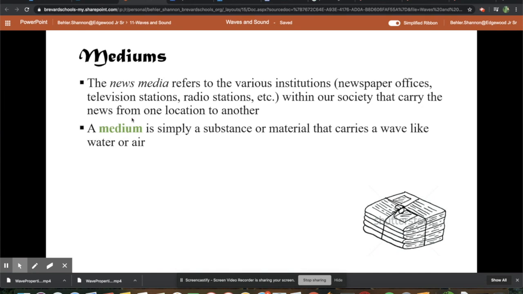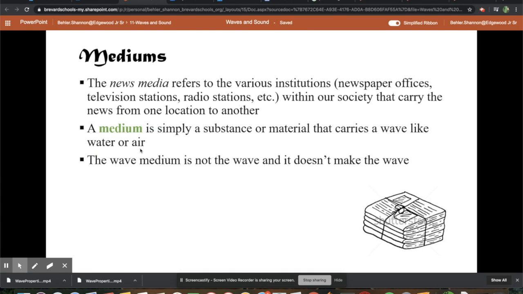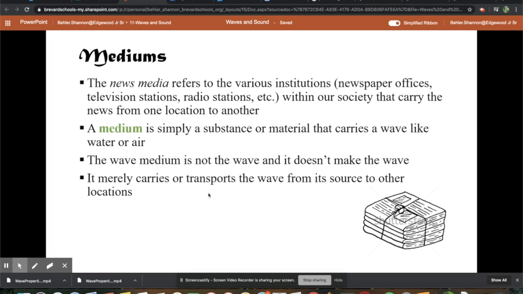So a medium is just a substance or a material that carries the wave or the energy. So in our life, it would be like water or air, or maybe glass, or some different kind of gas or something. The medium is not the wave itself. It's just the means of transfer. It's like the vessel that carries the energy from one point to another.